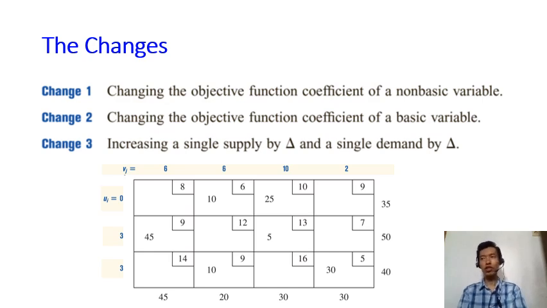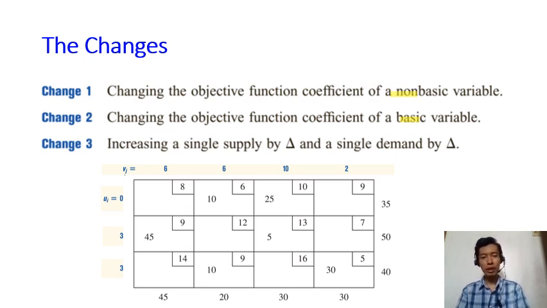We're going to look at three changes. The first one is changing the objective function coefficient of a non-basic variable. The second one is changing the objective function coefficient of a basic variable. And the third one is increasing a single supply by delta and a single demand by delta as well. We're going to see how much each of these changes can happen such that our optimal solution that we've got before remains optimal.